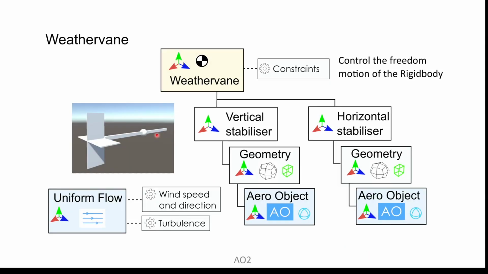So we're going to be building something like this. We have got a rod with a pivot point, and then we've got a vertical stabilizer and a horizontal stabilizer here. And from previous tutorials we've made an aerodynamic object. The difference here is we've now got two aerodynamic objects and they're sharing the same rigid body.